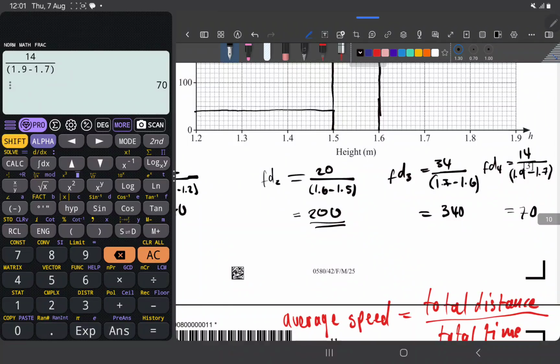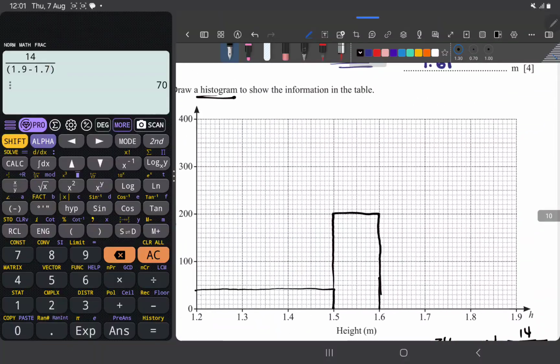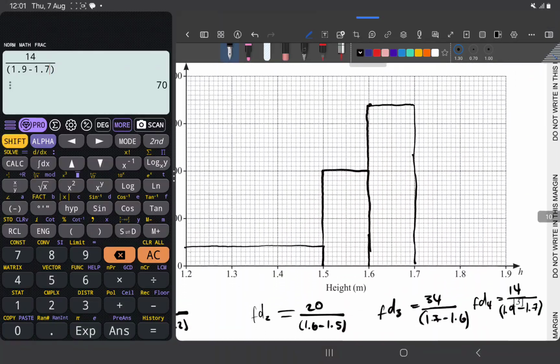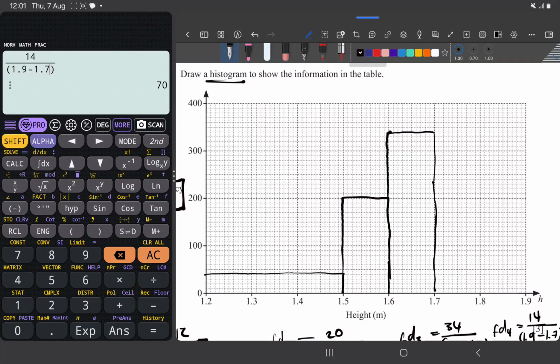Then we look at the next one. It is going to be 340 from 1.6 to 1.7. So you go all the way up to 340. Then you do the last one. What is the last one? Frequency density 70 from 1.7 to 1.9. So you go down by 100, 90, 80, 70. It's going to go all the way to the end, and it will come down. This is going to be your histogram.